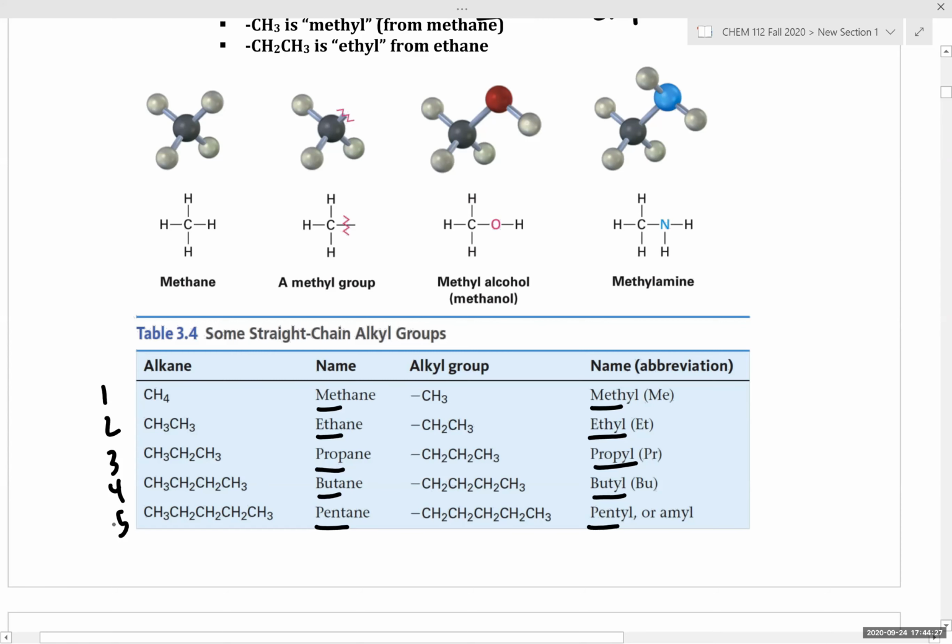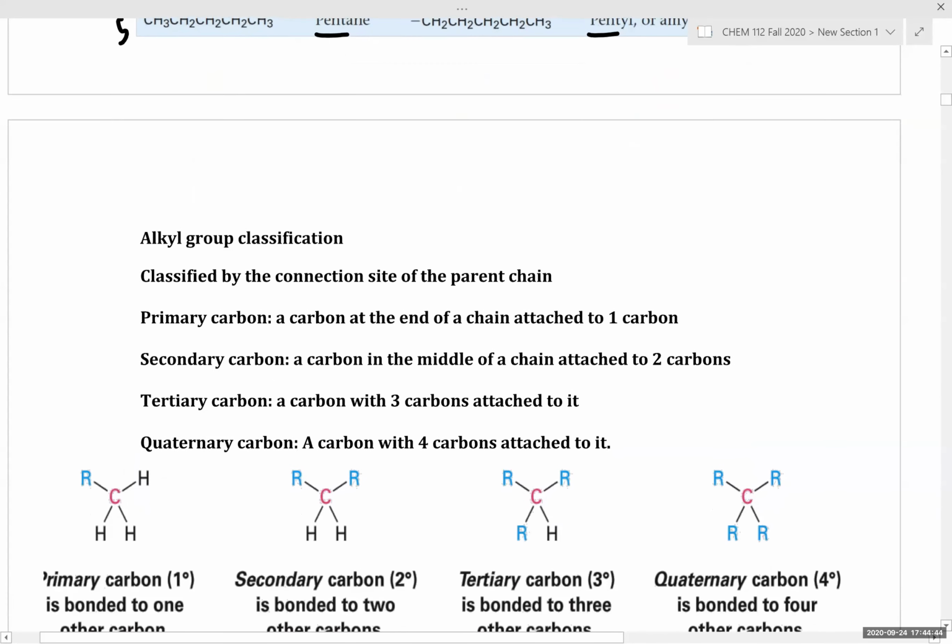Does this idea of naming make sense? Does this make sense to everyone so far? Any questions so far? Okay, we can build on this.